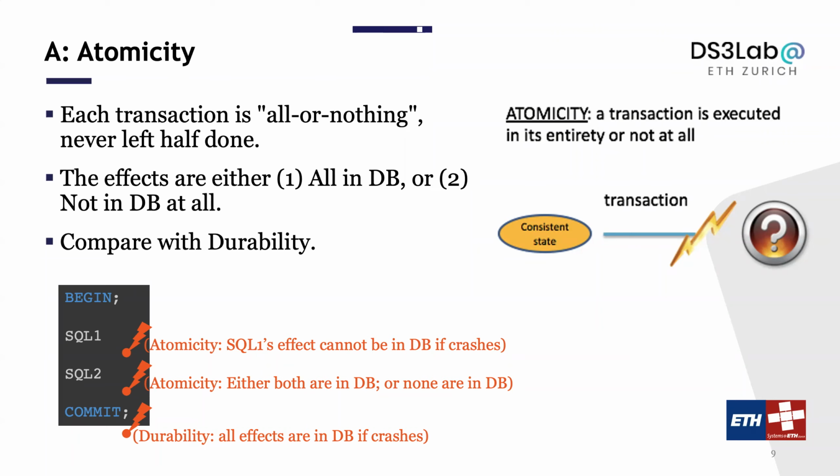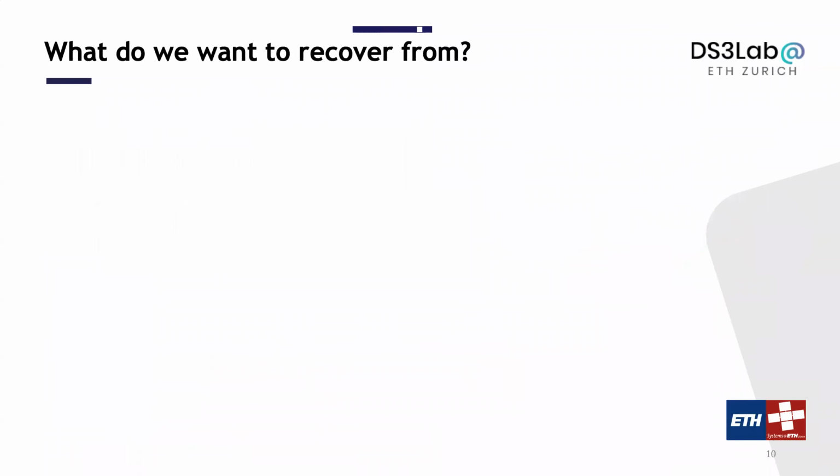Okay, so these are the two properties that we are going to talk about today. Before we talk about the mechanism that we are going to use to recover from failure to enforce durability and atomicity, let's look a little bit in detail at our assumptions on what we are trying to recover from, because there are so many different types of failures. We need to scope ourselves.